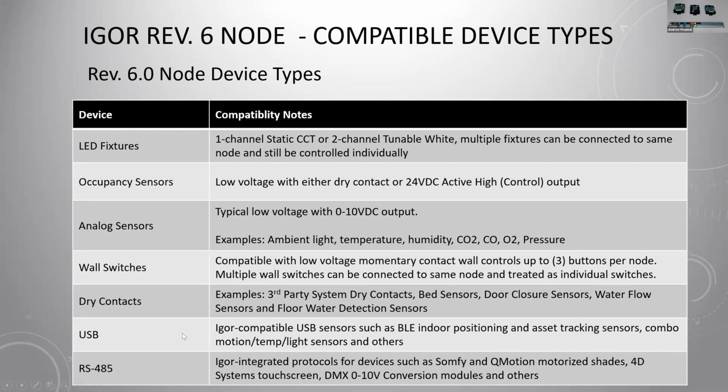Typically, we'll program the node based upon the type of device that's going to be connected to that USB port. And similar on the RS485 port, Igor and our firmware developers have developed some Igor integrated protocols or integrations to these protocols for devices such as Somfy and QMotion motorized shades, 4D Systems touchscreens, DMX to 0-10 volt conversion modules for control of, say, line voltage fixtures and such. Both the USB and the RS485 options are always expanding. We're always developing and implementing new features, so that list will continue to grow.